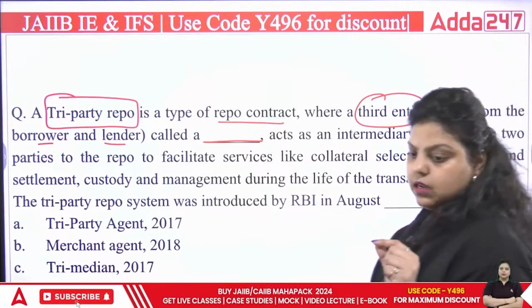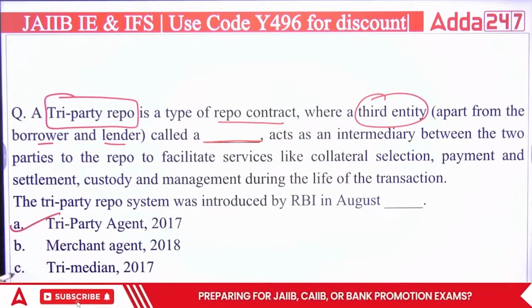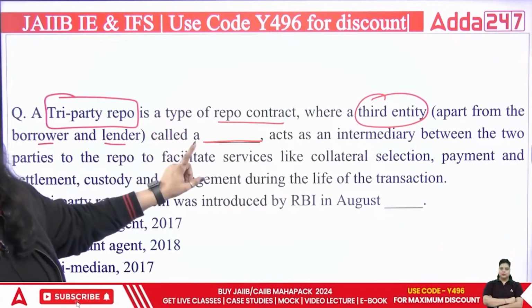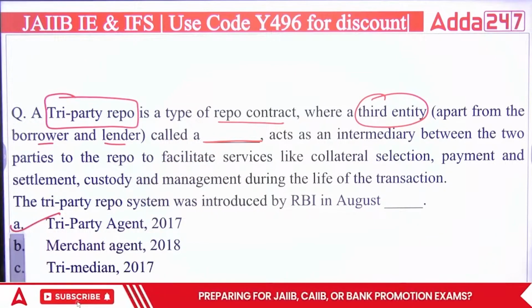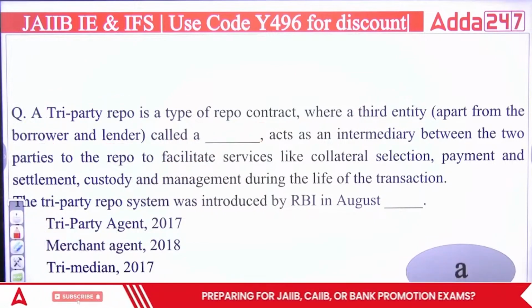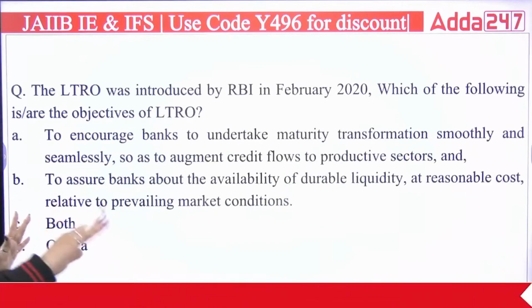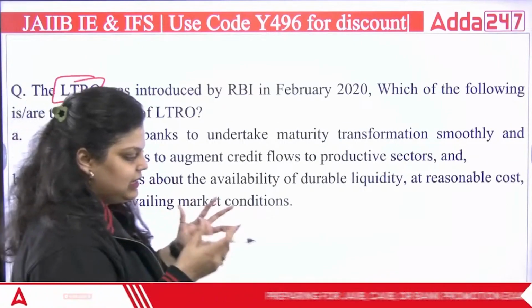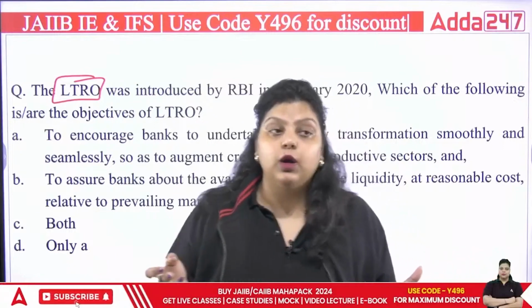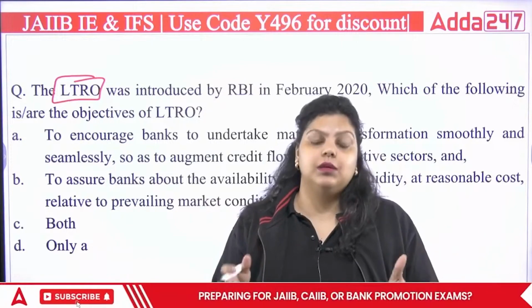Okay, so the right answer for this particular question will be tri-party agent, in 2017. So RBI introduced the tri-party repo in 2017, and the third party is known as a tri-party agent. So right answer will be your A option. Okay, right answer is A. Okay, next. The next question is talking about the next instrument, that is LTRO. So LTRO is a recently introduced instrument by the Reserve Bank of India. First of all, it is a long-term repo operation.